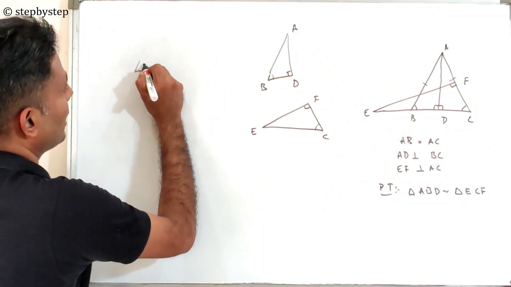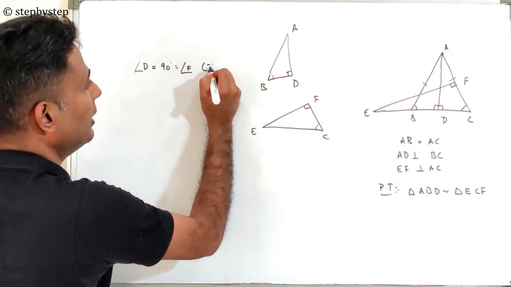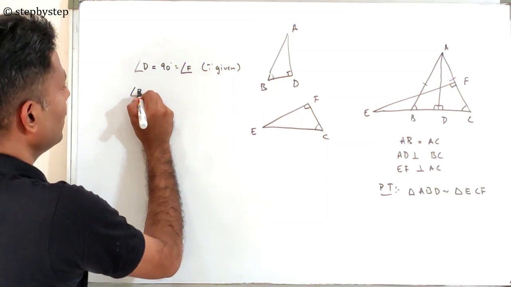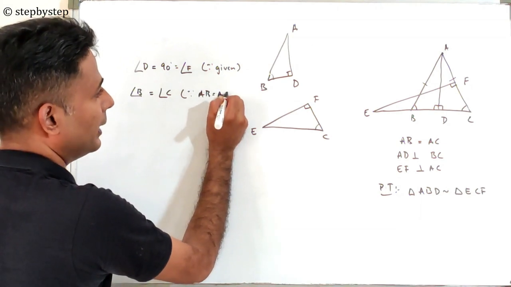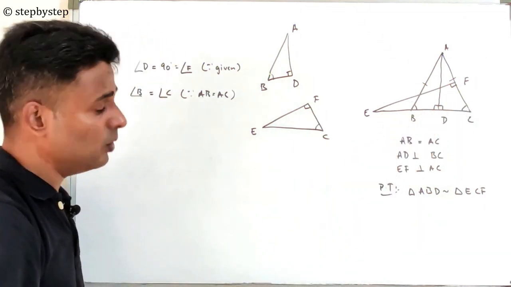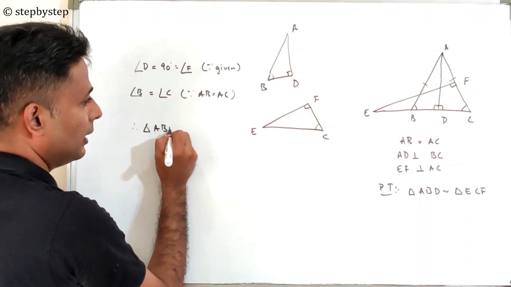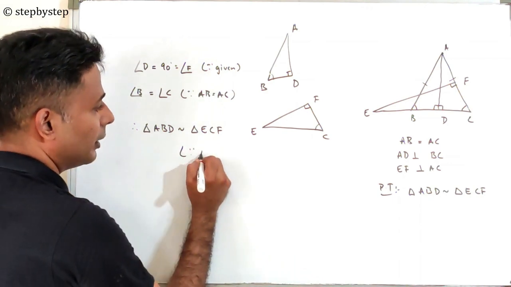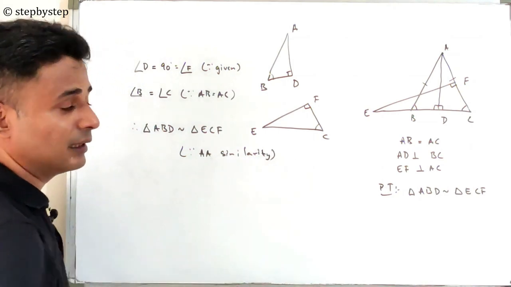So how will you write? Angle D equal to 90 degree equal to angle F. Why? Given. And you'll write angle B equal to angle C, because AB equal to AC. Because this side is equal to this side, this angle will be equal to this angle. Over. You got two things. Therefore, triangle ABD similar to triangle ECF. What is the reason? Double A similarity. This is the reason.